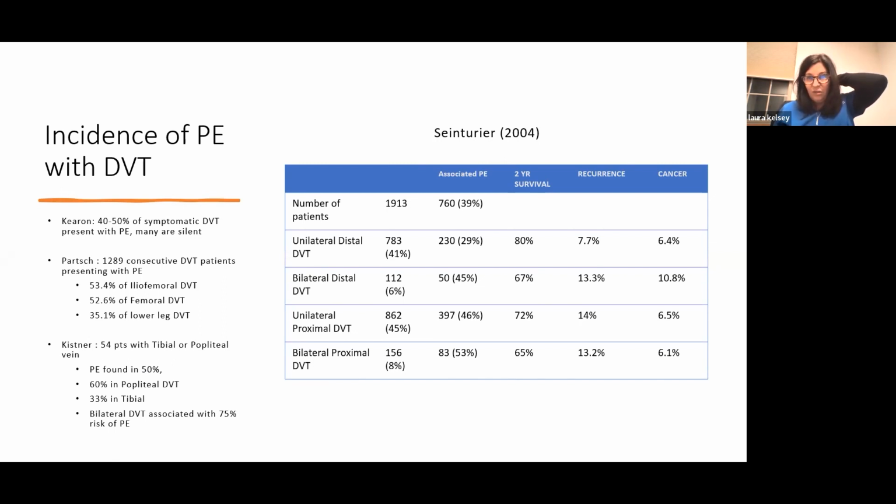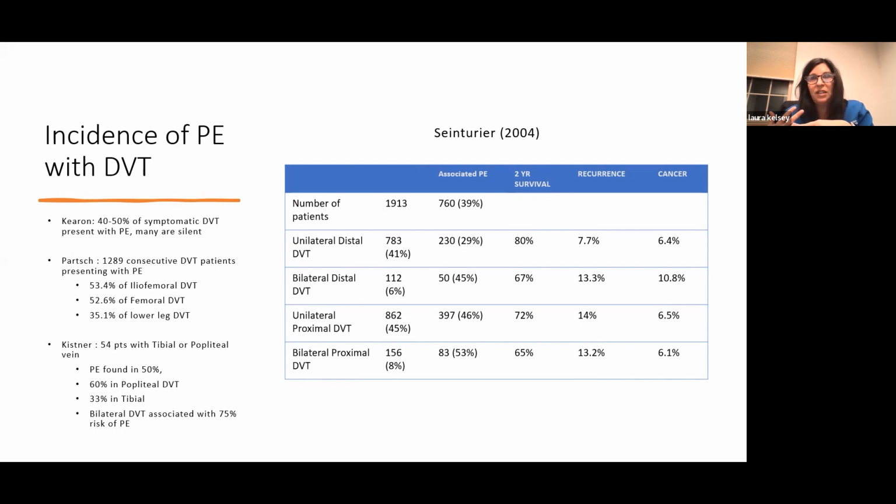Tibial vein clots had a 33% incidence of PE. This isn't a big group of people, but that's still pretty significant. I think this study in 2004 was the most valuable to me, and it looked at 1,900 patients and it said if you have a unilateral distal DVT, about 30% of those, 29%, were associated with a PE. Bilateral, though, if you have a bilateral distal DVT, 45%. So that's interesting too, because when we're doing a unilateral study, we're not looking at the contralateral side. And these things tend to suggest that if you have bilateral DVT, you should be considerate of malignancy.